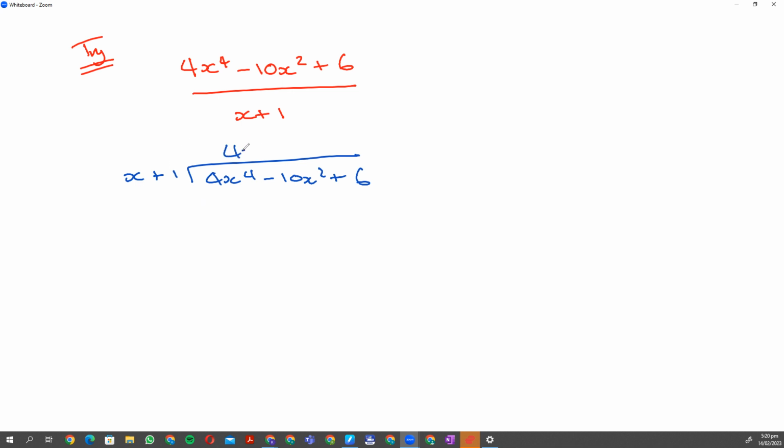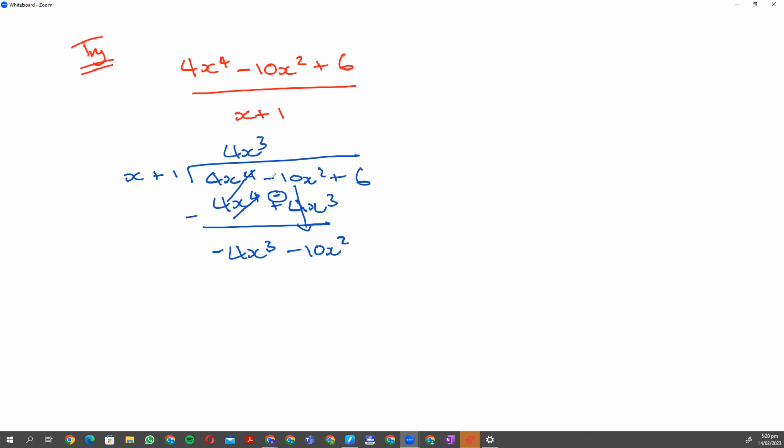Okay, so that's 4x to the power of 3, and then we multiply back again, giving us 4x to the power of 4 plus 4x cubed, which we then subtract. That'll cancel, that'll become negative, so negative 4x cubed, and minus 10x squared brought down, all right, just becomes minus 10x squared, so I'm just going to bring it down.